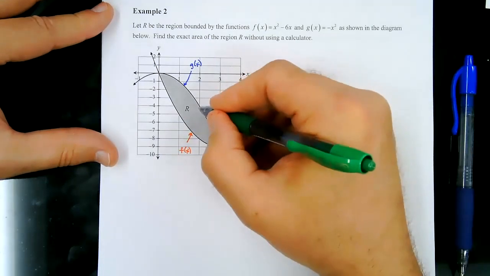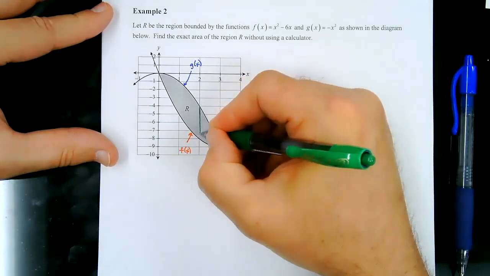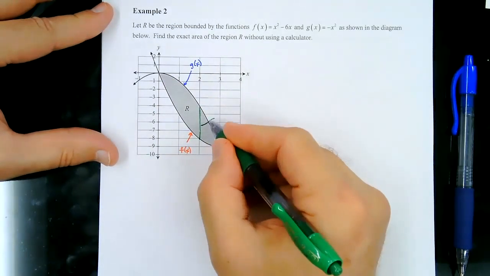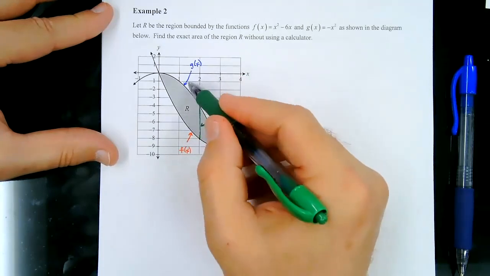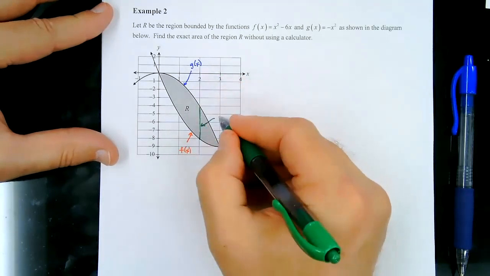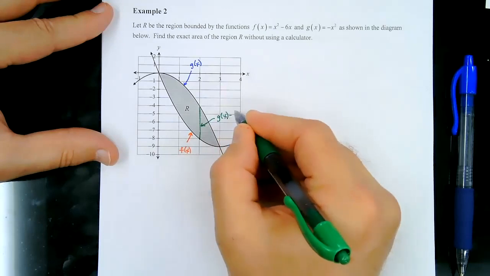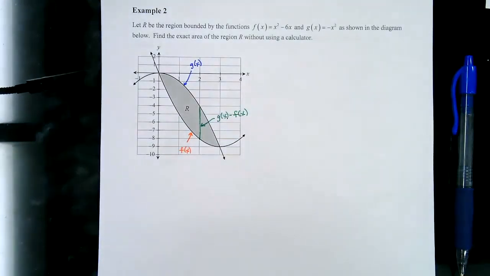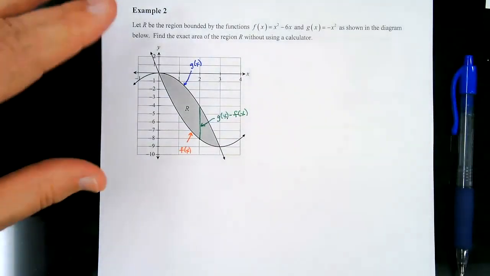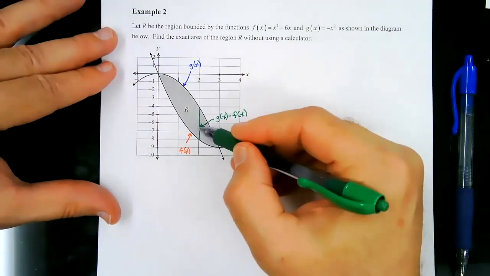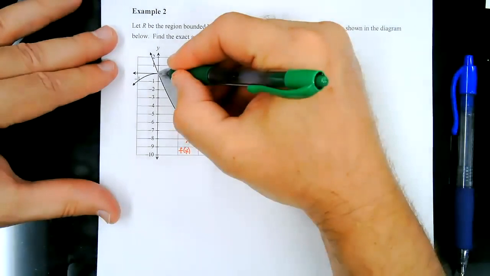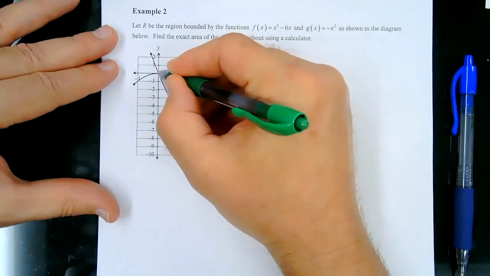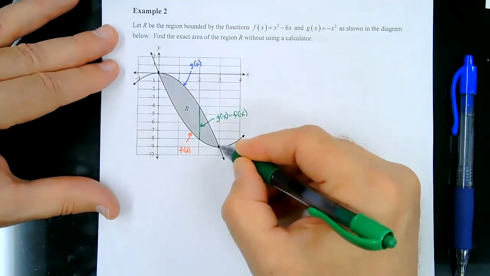So in this case, when we go top minus bottom, that's a representation of one rectangle. Instead of f of x minus g of x, it's top minus bottom, so it's g of x minus f of x. My heights of my rectangles are always going to be g of x minus f of x. Then I want to know, where do I start making these rectangles? I'm going to start right here at this intersection point and stop right here at this intersection point. So I have to figure these out. What's the starting x value and the ending x value?